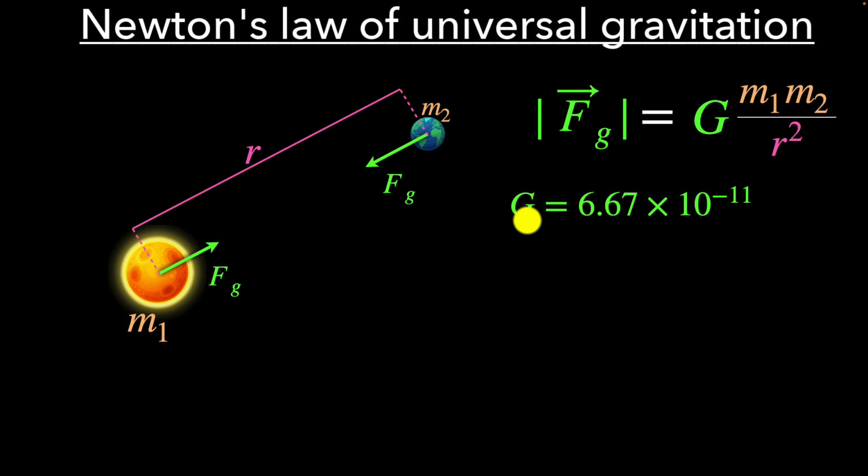Anyways, what do you think is the unit of this universal constant? Can you pause and just think about it just from this equation? Okay, if we rearrange for G, we get F times r squared divided by m1 m2, right? So it'll be Newton meter squared divided by kilogram squared.